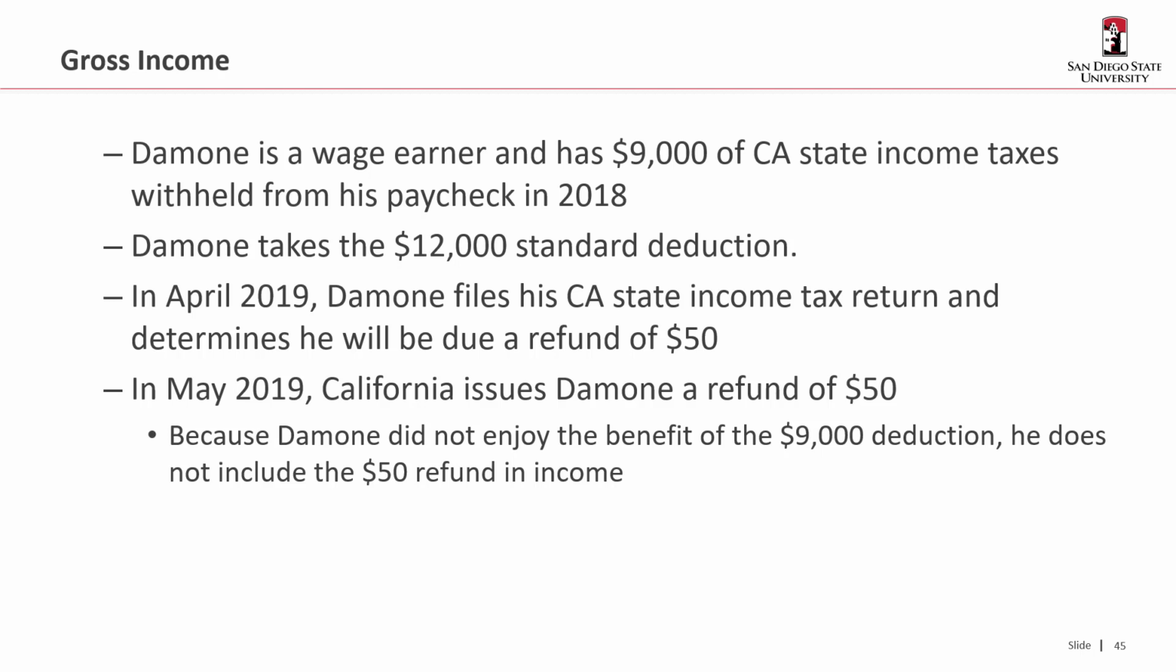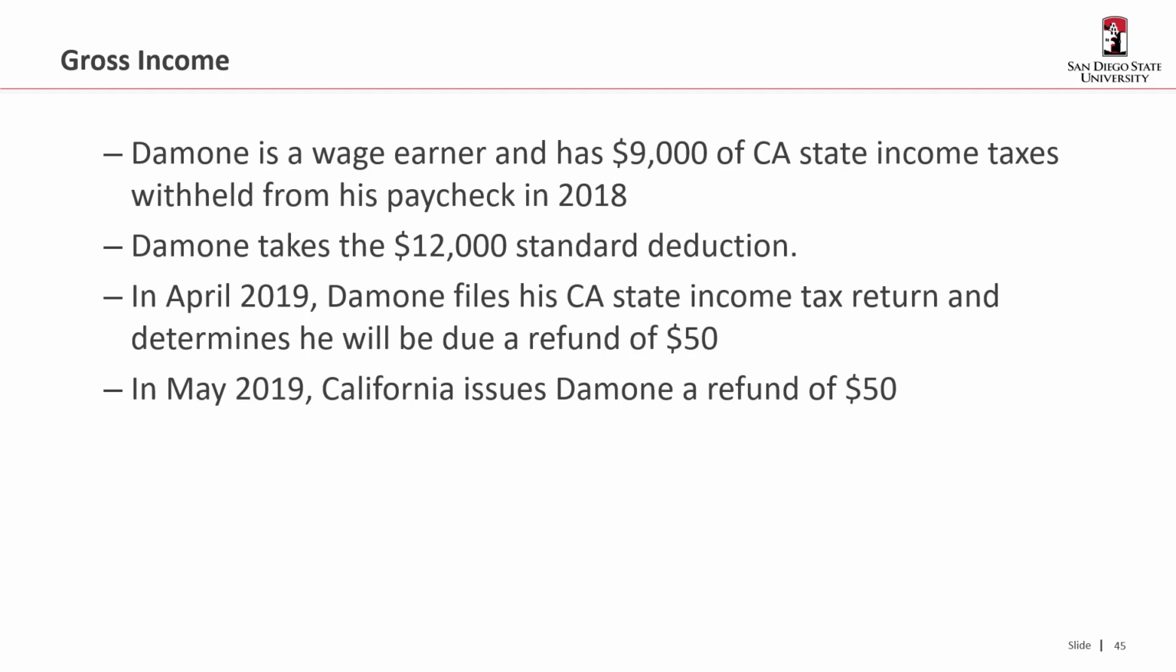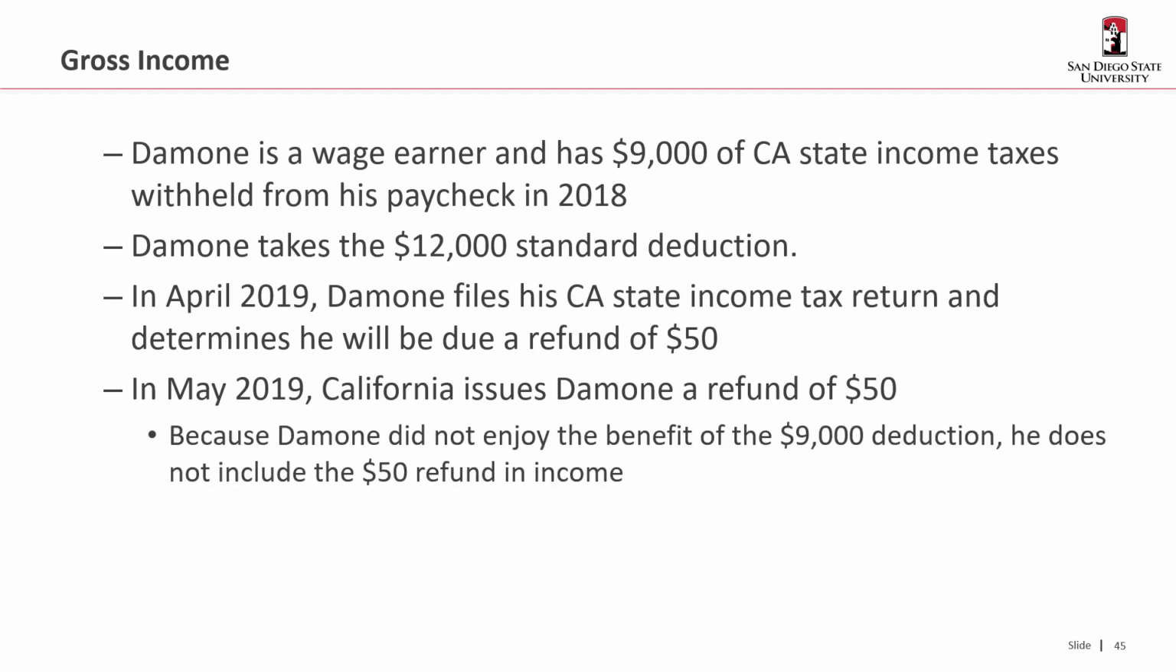Okay, so those are the two bookends, right? One in which he deducted all of it and received a refund, right? That's going to be added back. And another example where he deducted none of it and received a refund, well, that doesn't create taxable income to him. As you can imagine, there can be in between, where a part of it is deductible and a part of it wasn't. I think we do a homework example on that version.